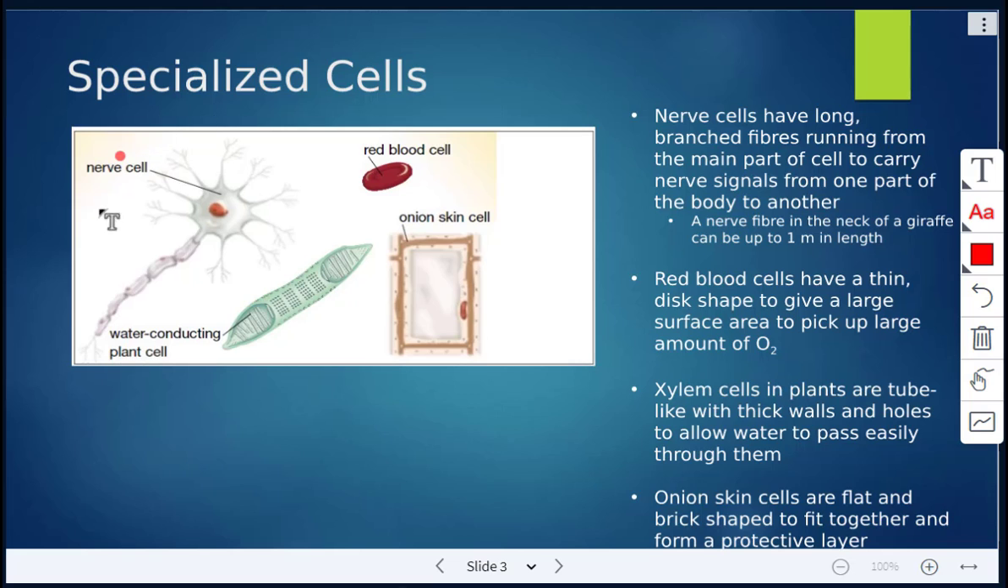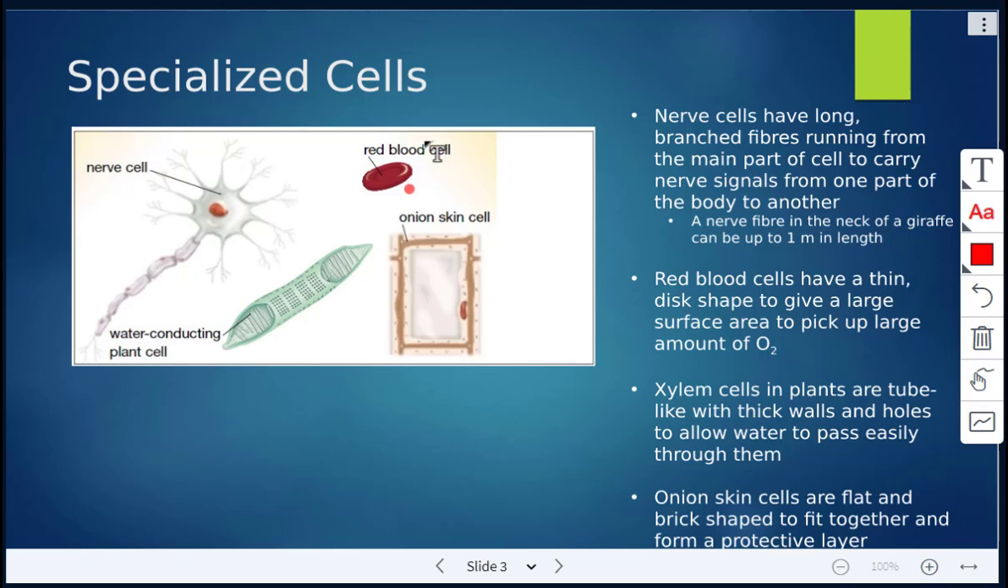First one here, this is a nerve cell. This one that branches out and has this long branch right there. Nerve cells have long branched fibers that run from the main part of the cell, and the function of that is to carry nerve signals from one part of the body to another. Think about, for example, a giraffe. They have that really long neck. A nerve fiber in the neck of a giraffe can be up to 1 meter in length.